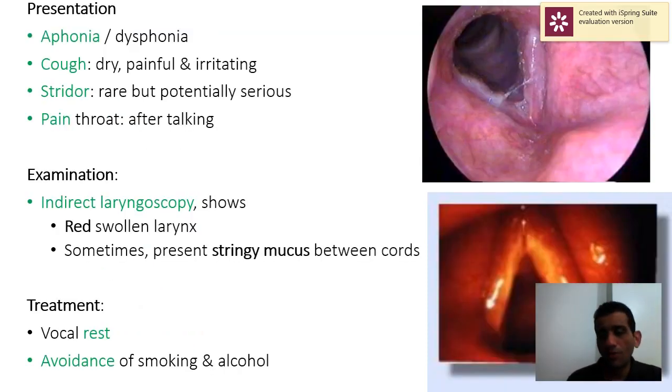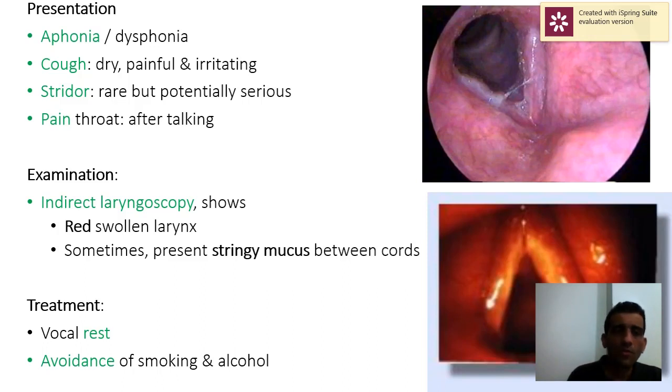The main presentation of acute laryngitis: aphonia, dysphonia, cough, stridor. When the patient reaches this stage, it is a potentially serious condition. There is also pain in the throat after talking. On examination by indirect laryngoscopy, we will see a red swollen larynx. Sometimes there are thick strings of mucus between the vocal cords.